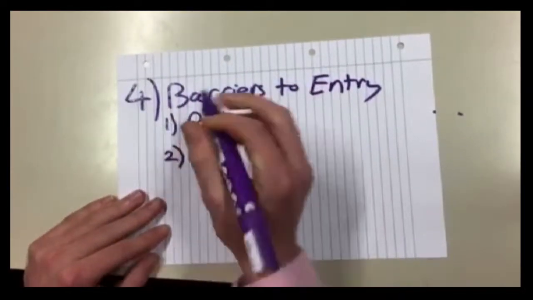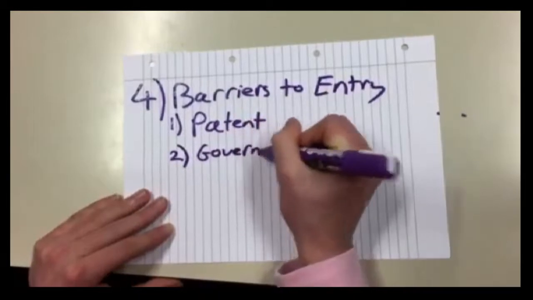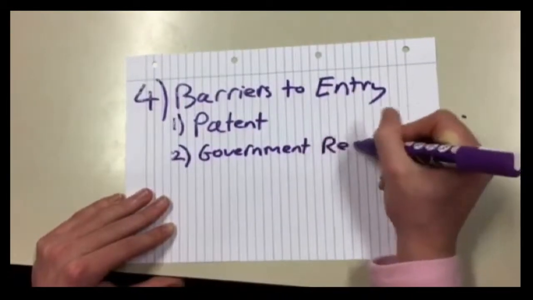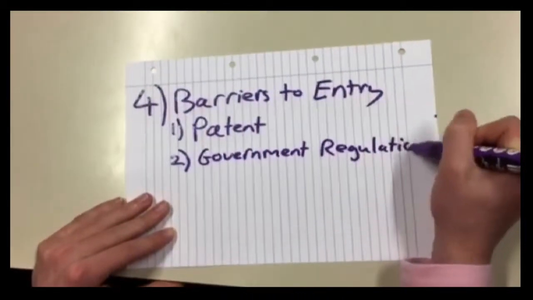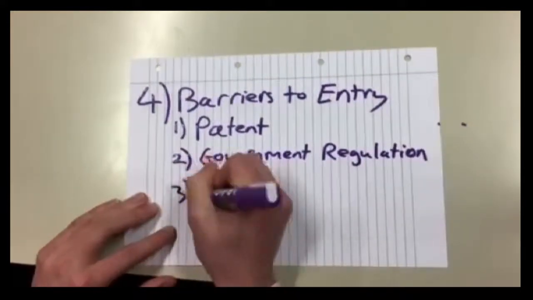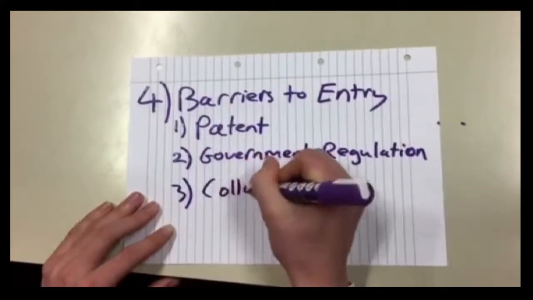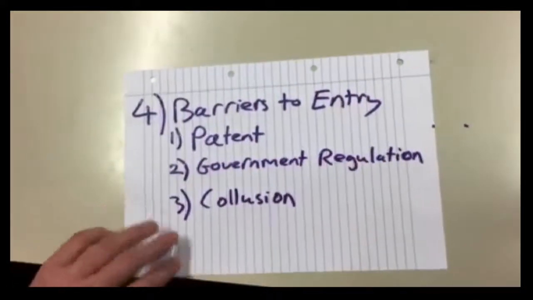For example, a patent is an effective means of consolidating the monopolist as they have the sole right to the manufacturing process. Another barrier to entry is government regulation, for example in the case of Dublin Bus. And thirdly, trade agreements or collusion.